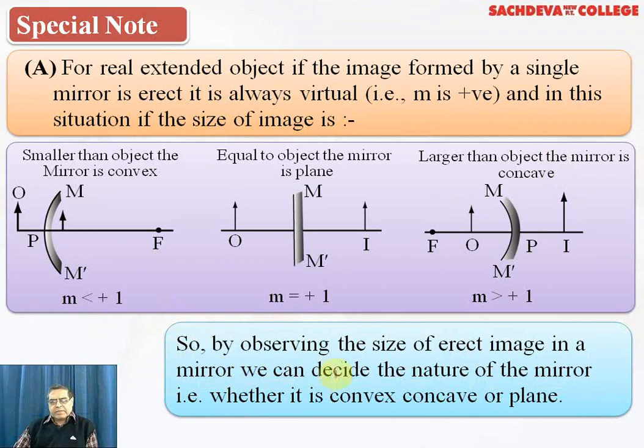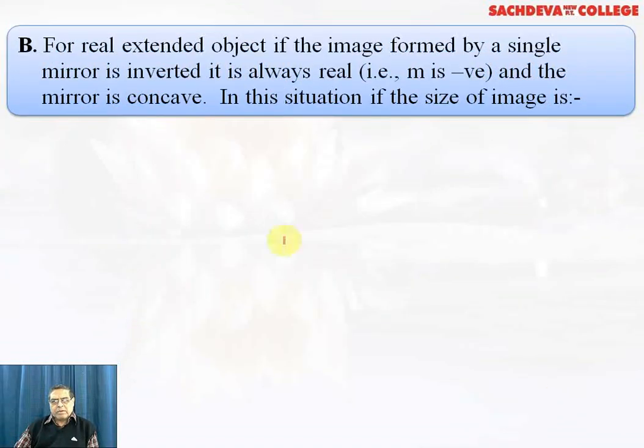So by observing the size of the erect image in a mirror, we can decide the nature of the mirror, whether it is convex, concave, or plane. For a real extended object, if the image formed by a single mirror is inverted, it is always real. That is, M is negative and the mirror is concave.